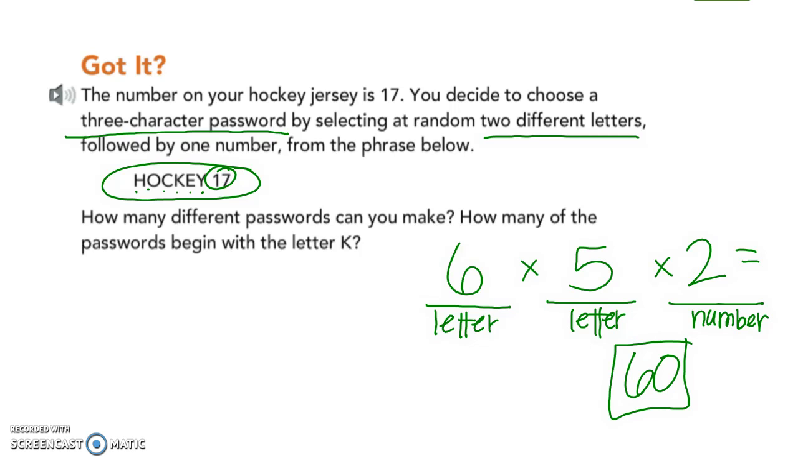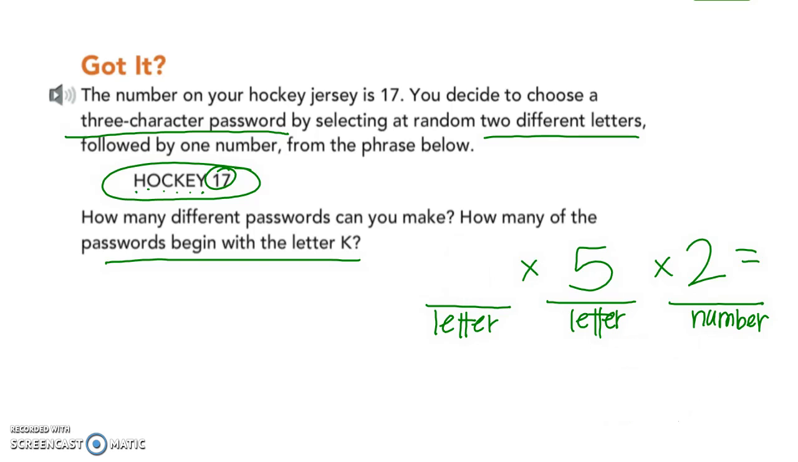How many of them begin with the letter K? So to find this, if they're telling me what letter I have to use for the first letter of my password, how many choices do I have? If it's going to be K, I just have one choice. K. Okay? So we use the K here.